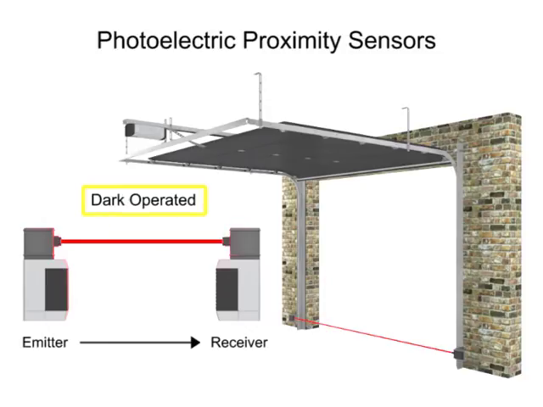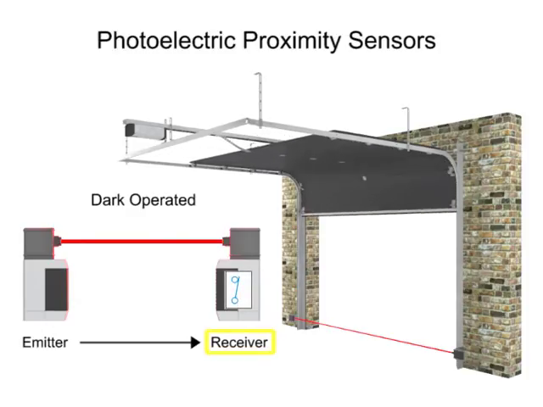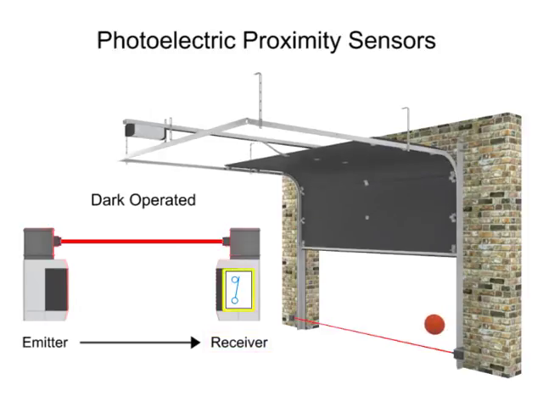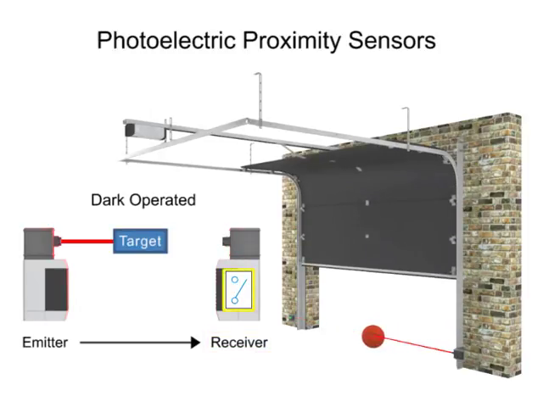In this dark operated mode example, the beam of light is being received by the garage door receiver. When a target enters the beam of light, it activates the switch, which will stop the garage door from closing.